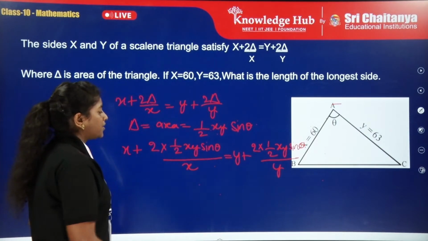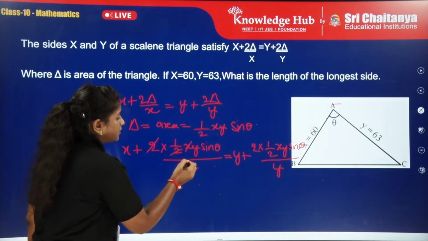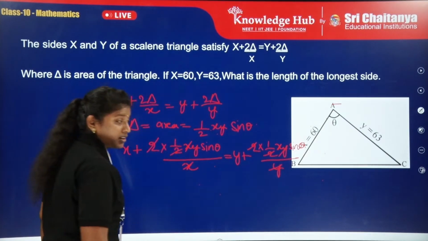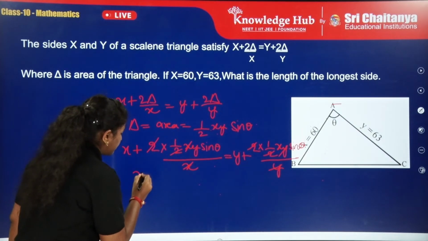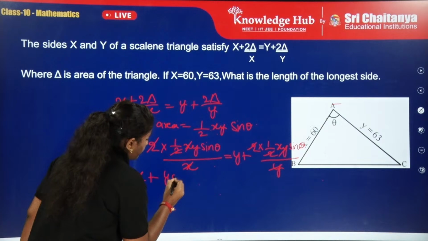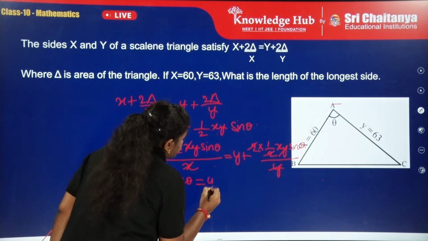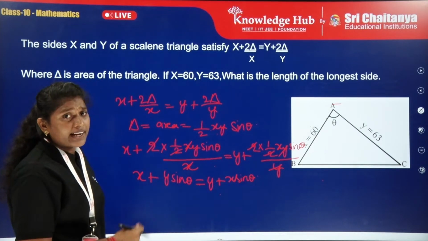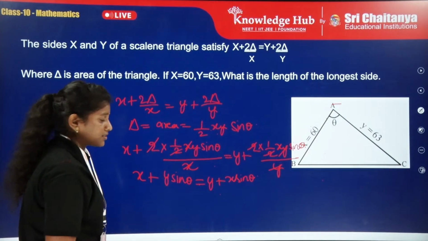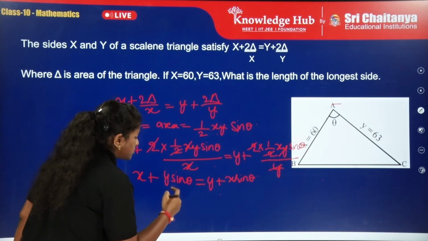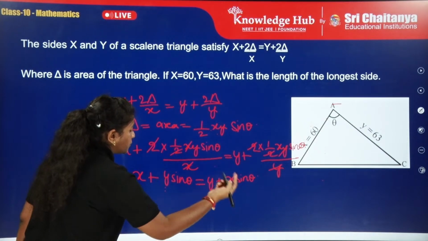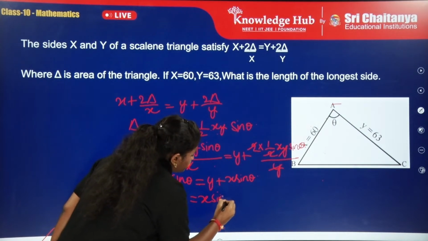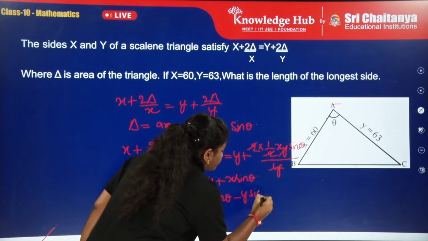Now if you observe here, 2 will get cancelled and x will get cancelled, and once again here, 2 will get cancelled and y will get cancelled. So now coming to the next one, it will become x plus y sine theta equals y plus x sine theta. Now bring the sine terms to one side and the constant terms to the other side. Bring y to the LHS and y sine theta to the RHS. So it will become x minus y equals x sine theta minus y sine theta.